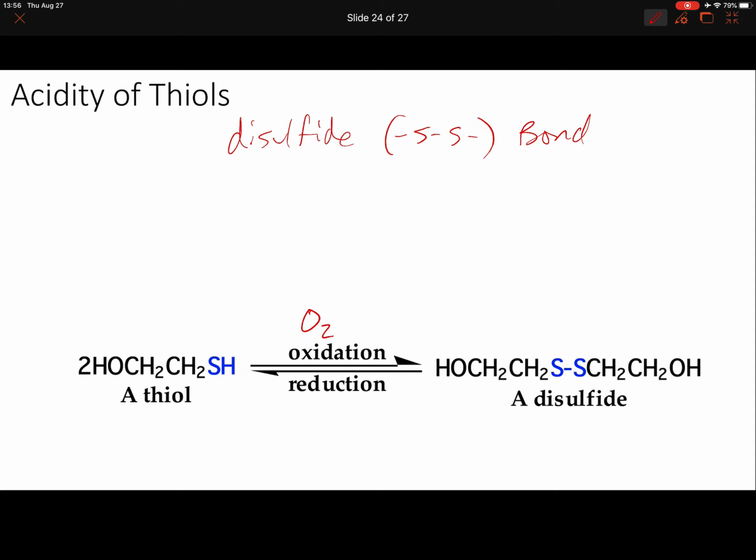And disulfides in turn are easily reduced to thiols by several reducing agents, including hydrogen gas in the presence of a transition metal. So just like we saw earlier with reduction of unsaturated hydrocarbons from alkenes or alkynes back into alkanes, this usually takes place with a nickel, platinum, or palladium catalyst and hydrogen gas.